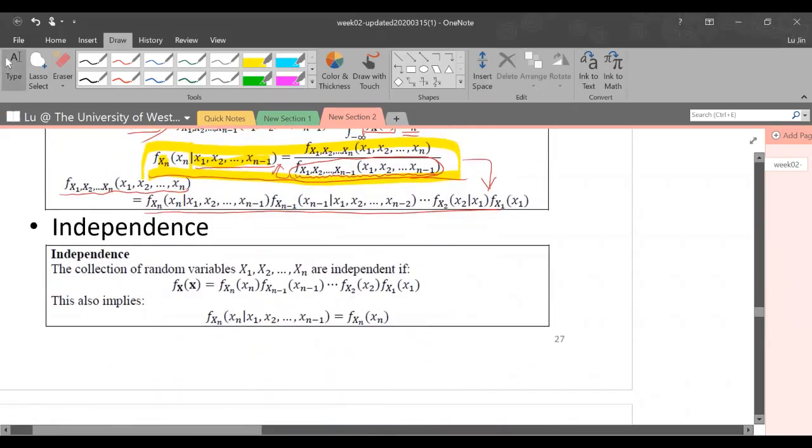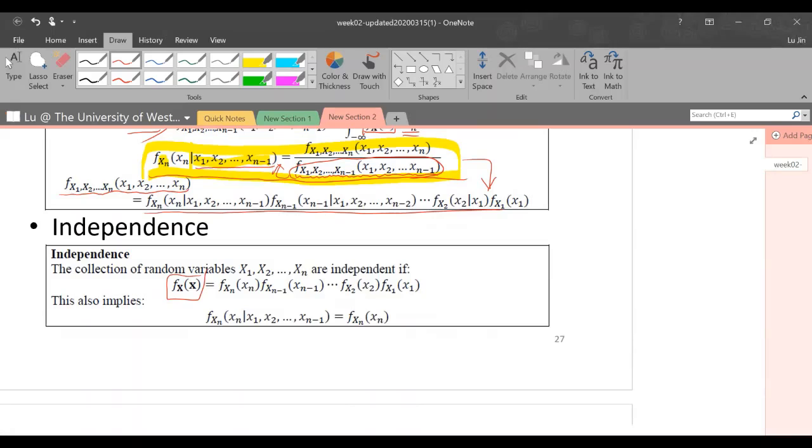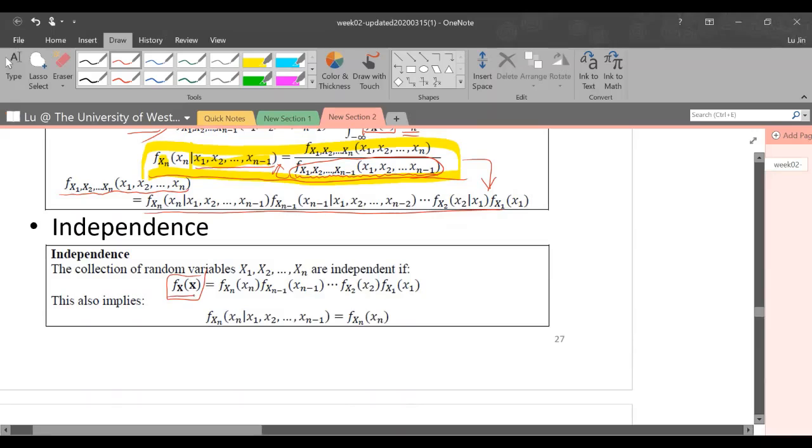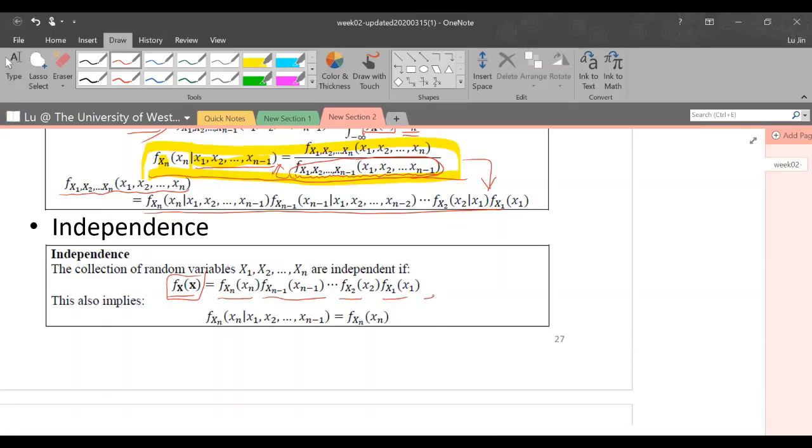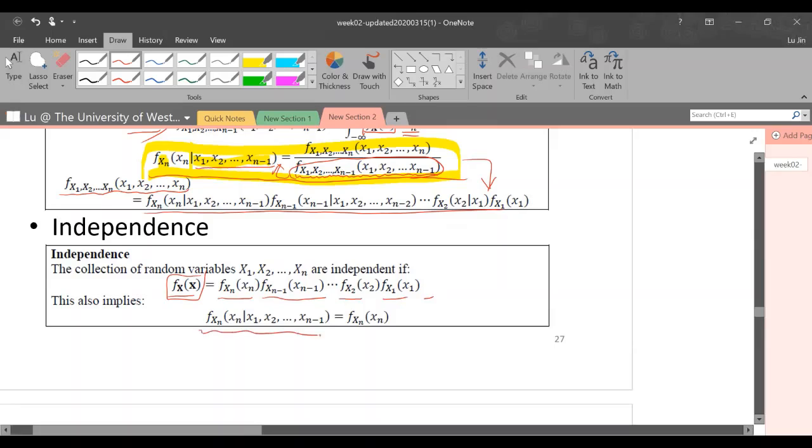Independency. The collection of random variables x1 up to xn are independent of each other if the joint PDF is equal to the product of the individual PDFs of these random variables. You can see this joint PDF is equal to the PDF of xn multiplied by the PDF of xn minus 1, again and again for all the random variables. If this is true, you can say all the random variables within this vector are independent of each other. And this also indicates such a relationship.